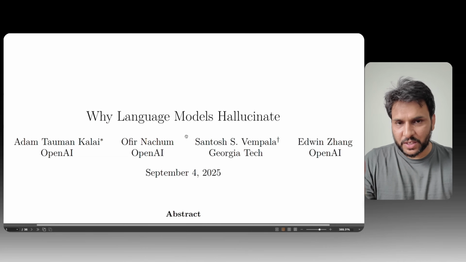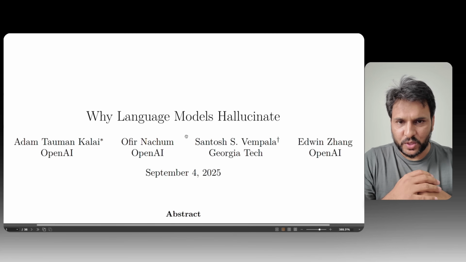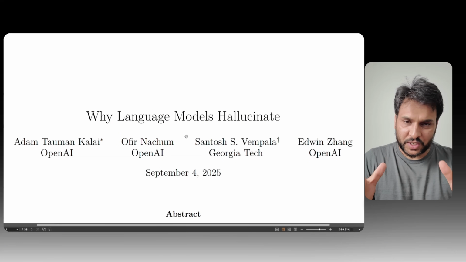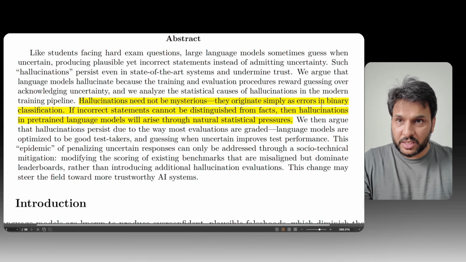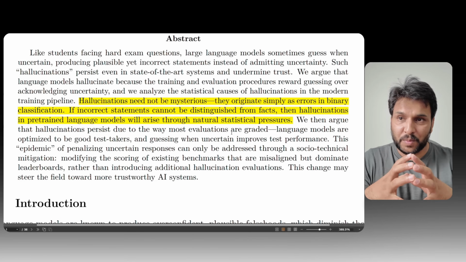There is a very interesting paper from OpenAI titled Why Language Models Hallucinate. They argue that the main reason for hallucinations is how we train and evaluate these language models. In it they say, hallucinations need not be mysterious. They originate simply as errors in binary classification. If incorrect statements can't be distinguished from facts, then hallucinations in pre-trained language models will arise through natural statistical pressures.